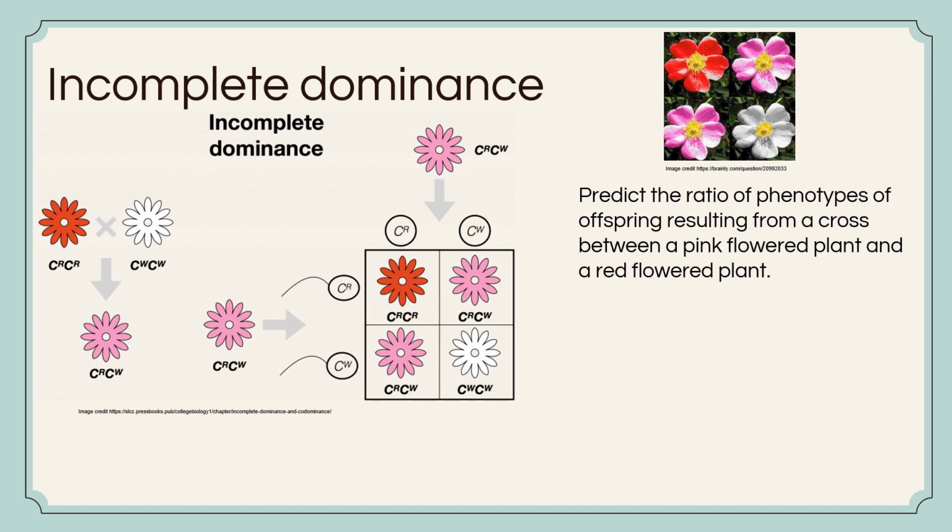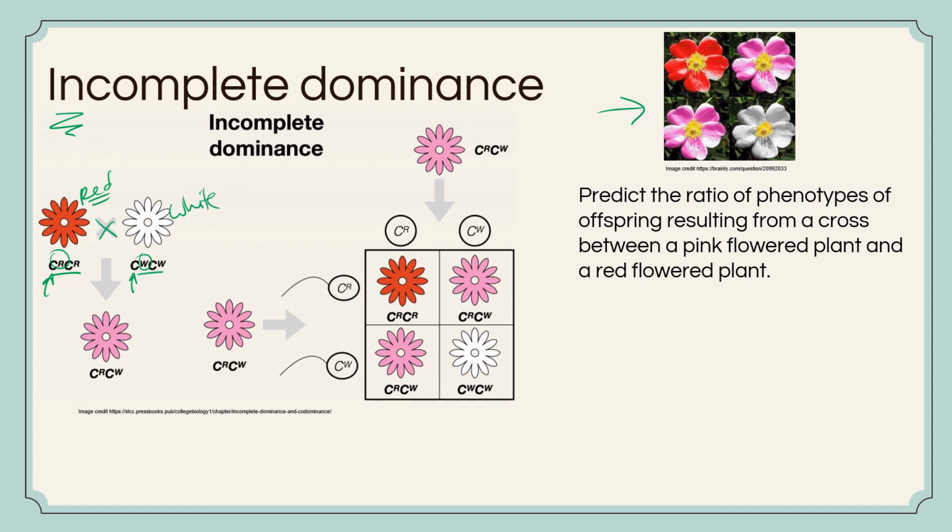Similar to codominance is incomplete dominance. How are these different? In codominance, you get both of those alleles being expressed. Here in incomplete dominance, we get a blend of the two alleles being expressed. We're still going to use some capitals and some superscripts. Our red four o'clock flowers have a genotype of C^R C^R. Our white ones have a genotype of C^W C^W.